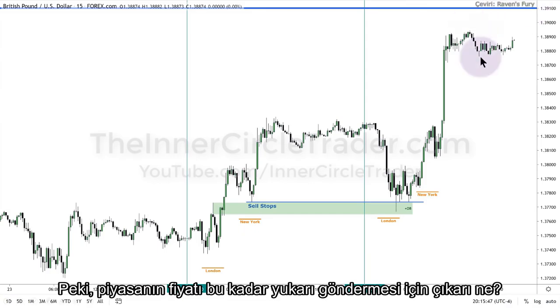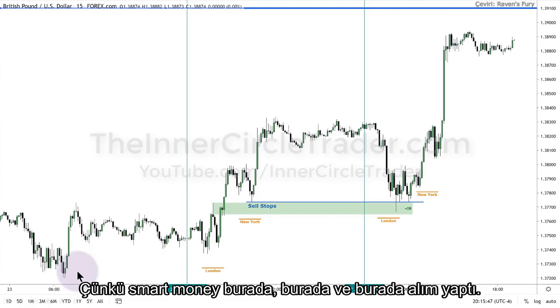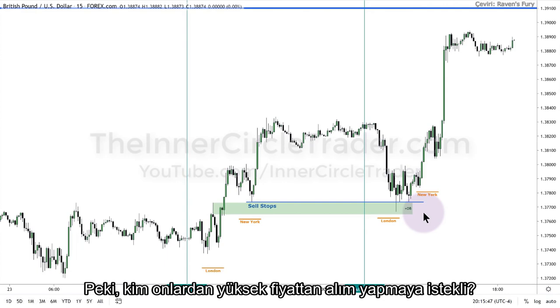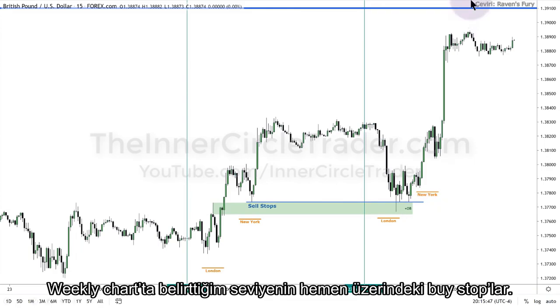Now, what's the vested interest for the market to send price that high? Because smart money has bought down here, they bought down here, and they bought down here. Where do they want to get out at? At a high price. Who's willing to buy it from them at a high price? The buy stops resting just above that level here I noted on the weekly chart.